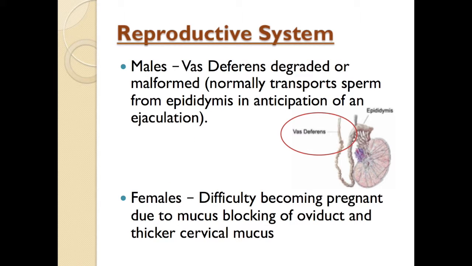The reproductive system is also impacted, with most males being sterile due to a degraded vas deferens or malformation due to mucus blocking, and most women require more time to become pregnant due to mucus plugs in the oviduct and thicker cervical mucus to reduce sperm movement.